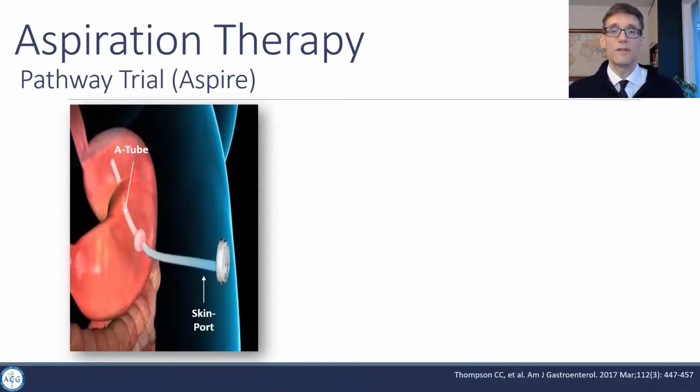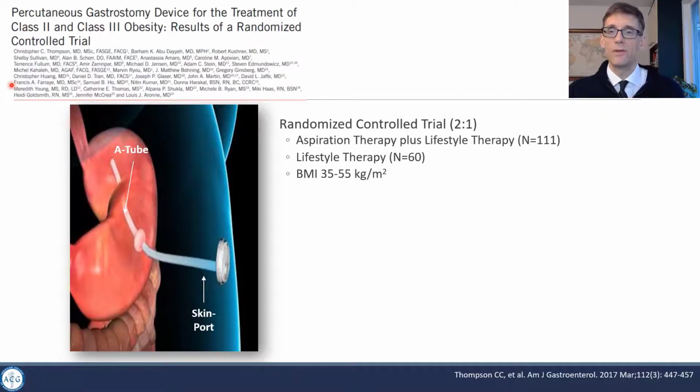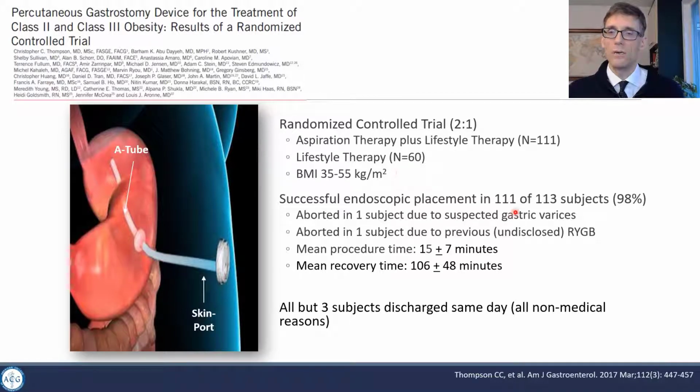Shifting gears to aspiration therapy, and this is very much like a PEG tube. It has a skin port here that connects to a device that allows you to lavage the stomach 20 minutes after a meal, and there's a long fenestrated drain that resides in the fundus. And this was studied as part of the PATHWAY trial, which was the pivotal US trial. And 111 patients underwent therapy with 60 undergoing lifestyle control, and there was a BMI range of 35 to 55 here. So it was successfully placed in 111 of 113 patients, and all but 3 subjects were discharged home the same day, all for non-medical reasons.